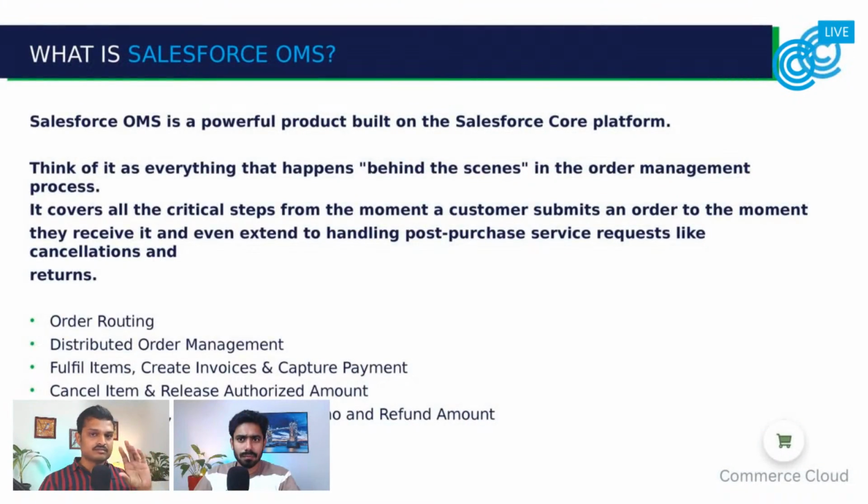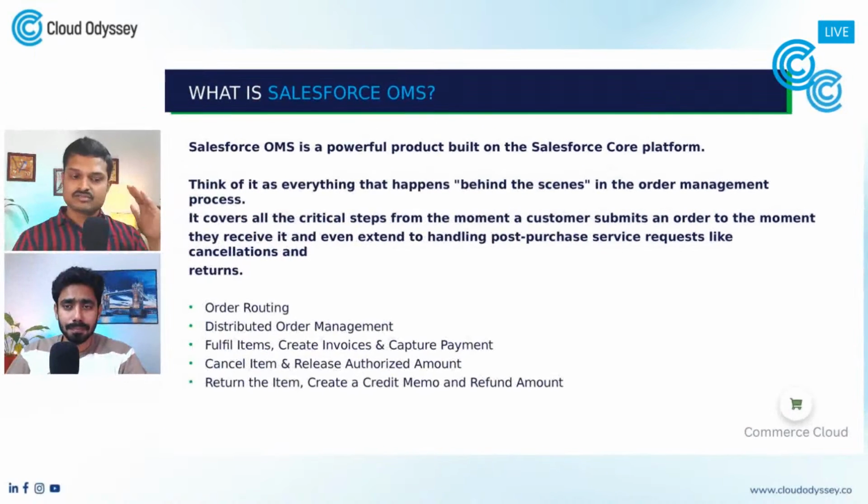The Salesforce Order Management System can do a lot of amazing things. Some of them are listed here. For example, order routing and distributed order management. But if you are new to these terminologies, order routing, distributed order management, don't worry about them. We will go in deep about these two in our upcoming slides.